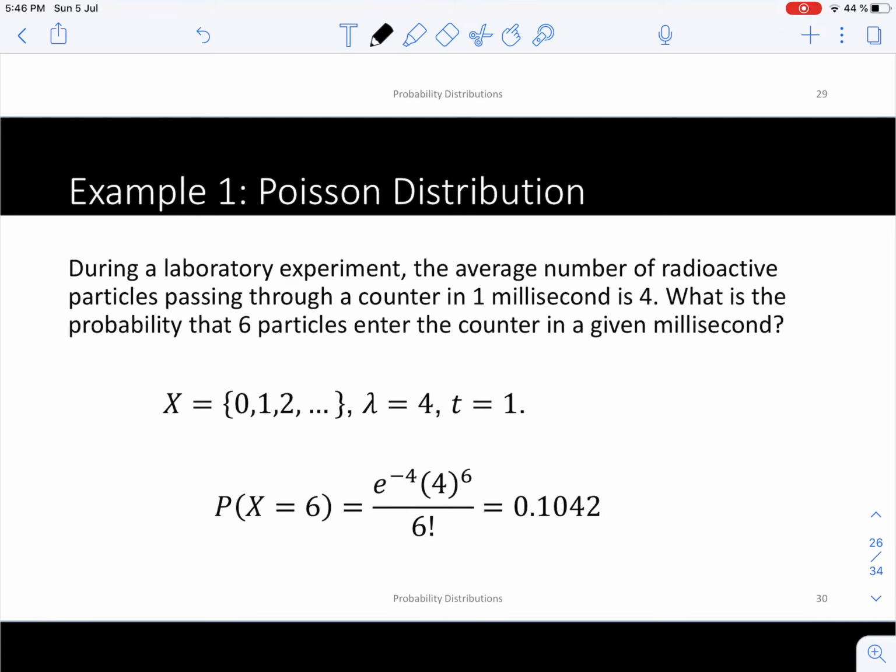So in the first one, during a laboratory experiment, the average number of radioactive particles passing through a counter in 1 millisecond is 4. So what we're getting right there is the lambda, it's the rate, the average rate. 4 particles per unit of time, 4 particles per millisecond.